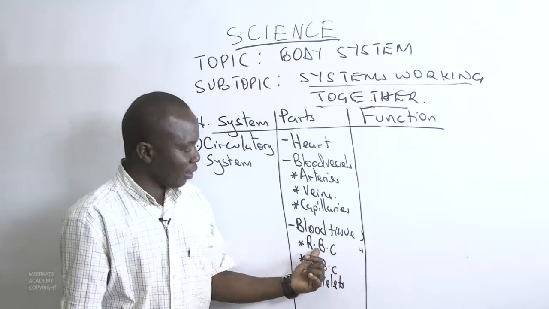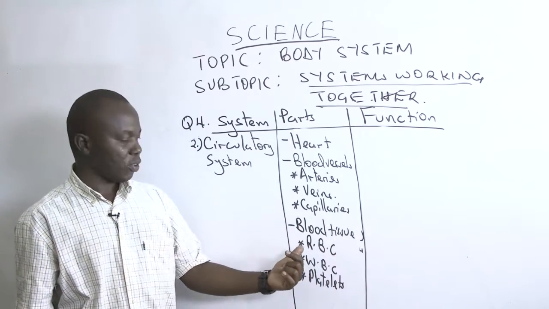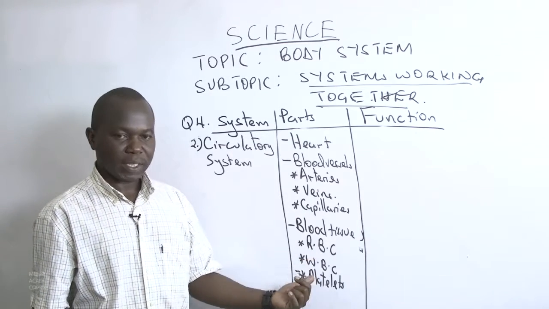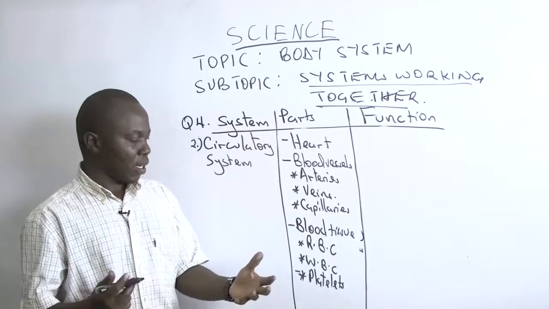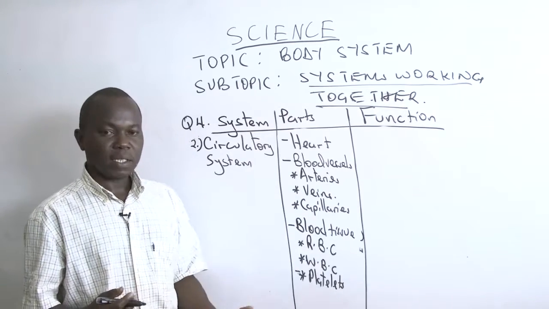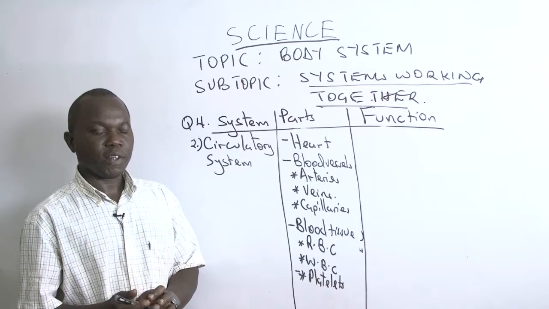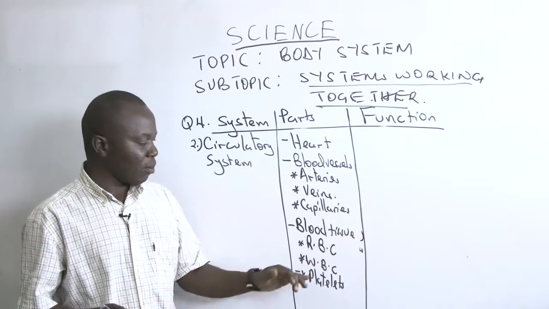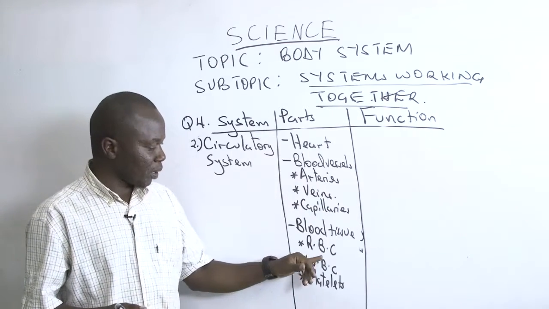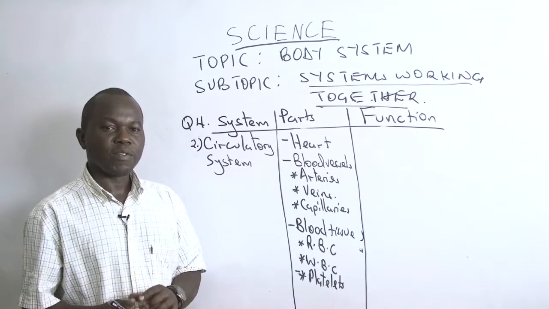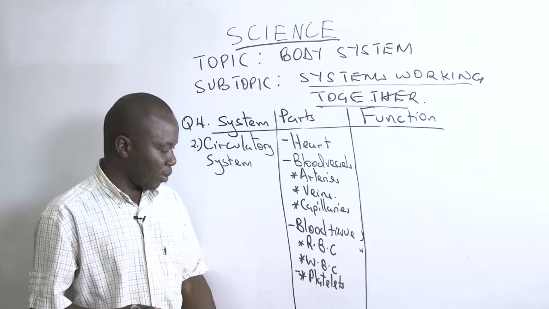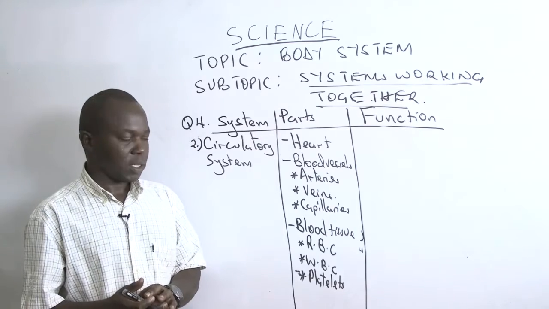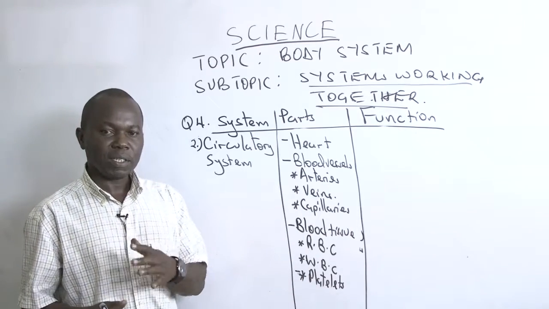Just a slight review: red blood cells are involved in the transportation of gases, oxygen and carbon dioxide. Remember we said oxygen will be carried in the form of oxyhemoglobin. Carbon dioxide will be transported in the red blood cells in the form of carbaminohemoglobin.